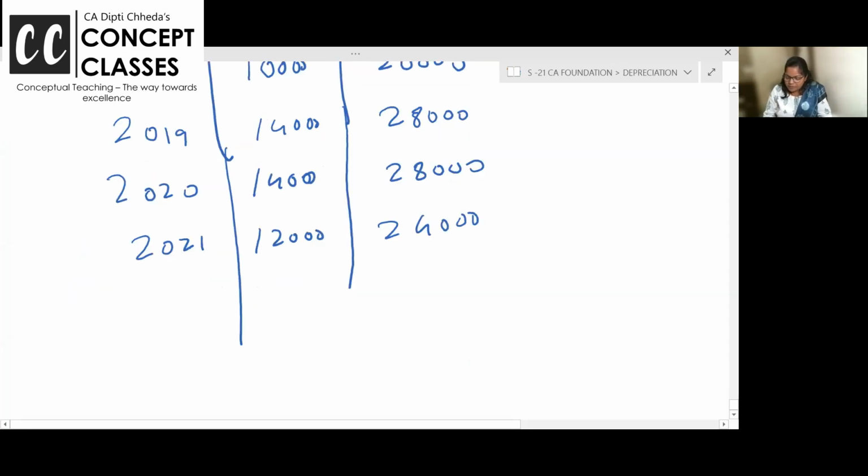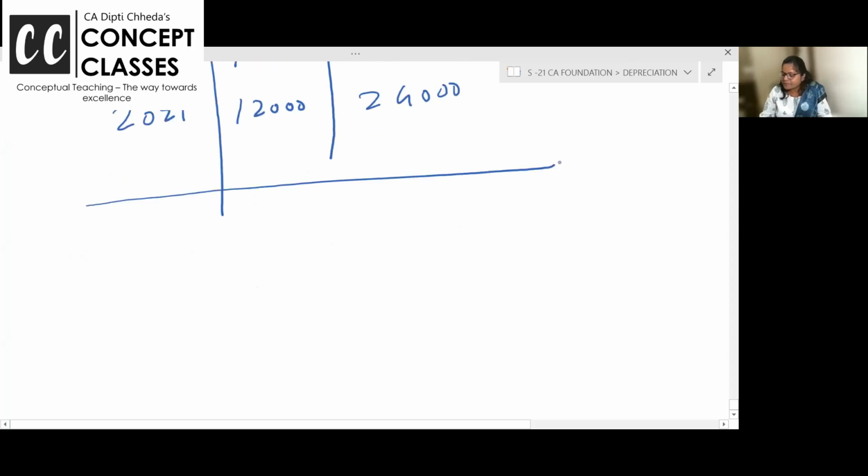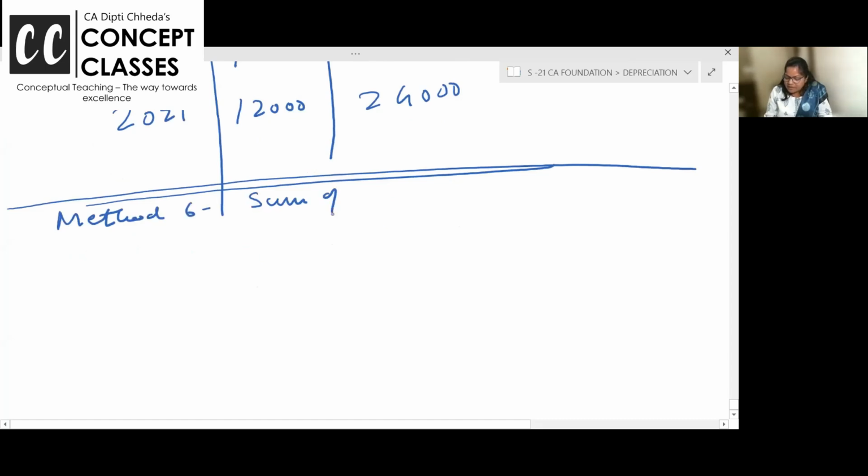Look, sum of the digits method. There are actually so many methods for charging depreciation. Method 6, sum of digits method. And for that, we are doing problem number 14. Okay? Let us do it in the notebook now.